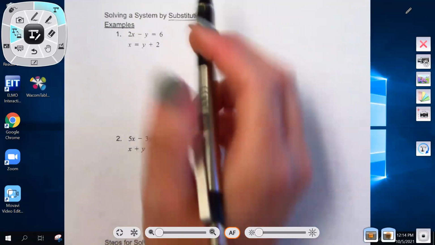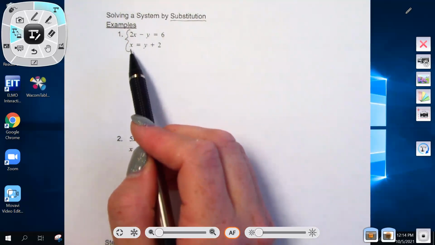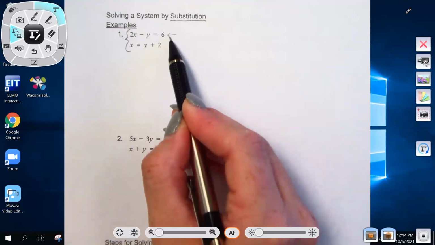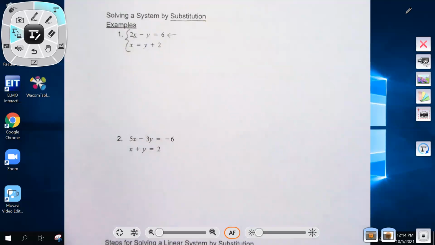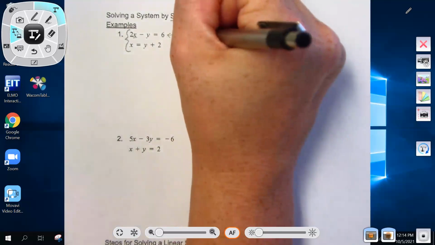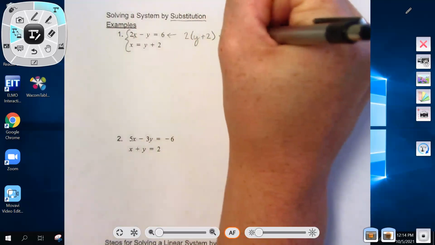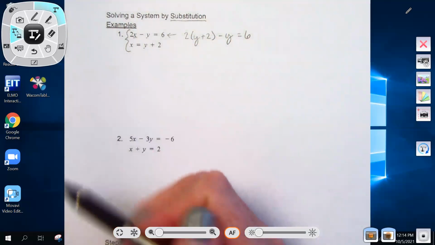So for example, this second equation in this system is already solved for x. X equals y plus 2. So in this equation, where there is an x, we can replace that with y plus 2 because that's what x is equal to. So instead of x here, we're going to put y plus 2. So I took the first equation, I substituted in y plus 2 for x. We can do that because those two things are equal. Our second equation tells us that.